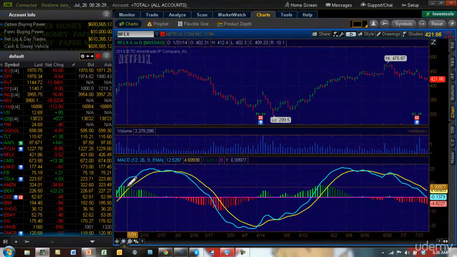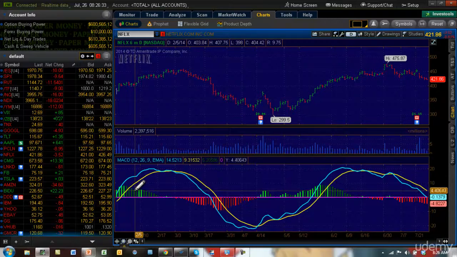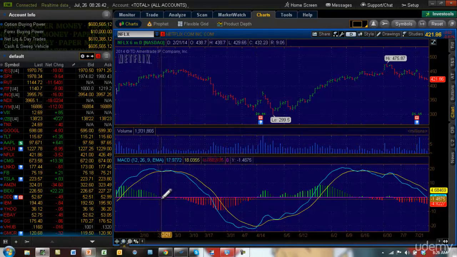Then from here onwards, the histogram bars are actually reducing. So it's telling you that the momentum is decreasing. And there's a temporary boost over here on these two bars. However, the momentum is on a downward slide.